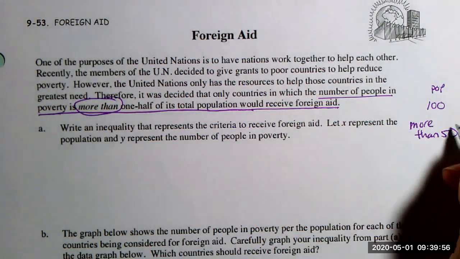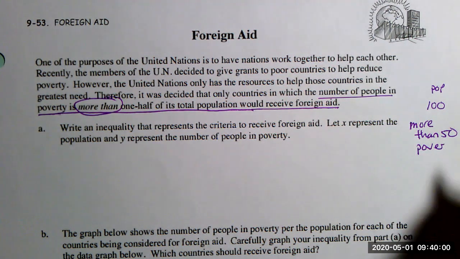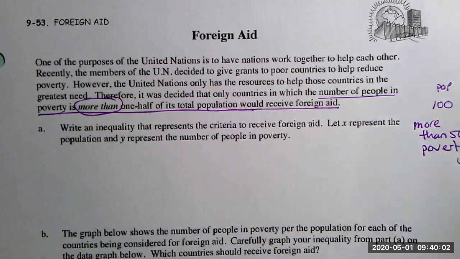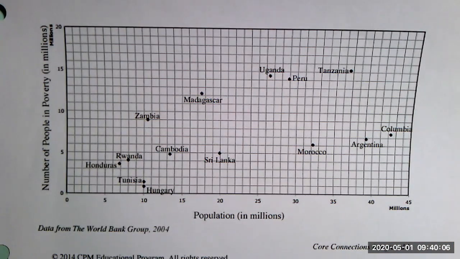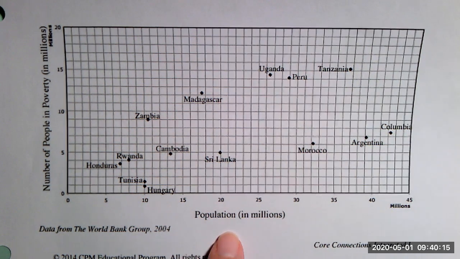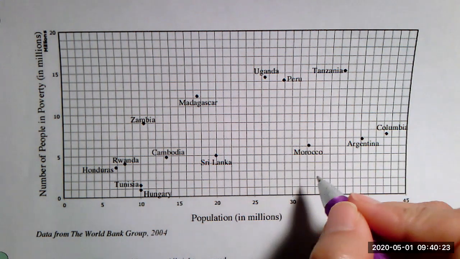And so they want to look for countries that have many people living in poverty. All right, so what I'd like you to do right now is, looking at this graph, tell me which countries you think are going to need help. All right, so let's look at the graph a little more carefully together and see if you want to change your answer. So the population, let's take, for example, Morocco.